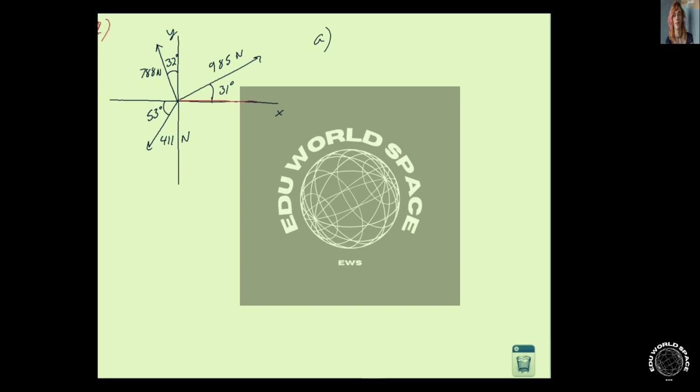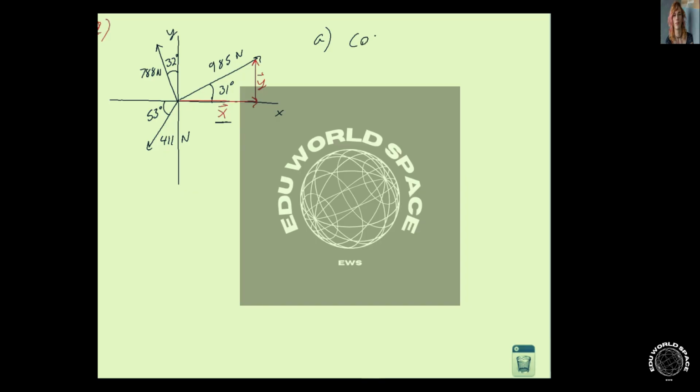The x component points straight along the x-axis like that, and the y component we can draw in right here going straight up. So here is x, here is y. We have made a right triangle, so we can use sine, cosine, tangent, trig functions. I am, let's say, looking for the x component here. The x component is the side adjacent to the 31-degree angle, and the hypotenuse is the force, 985 newtons. So we can find the x component using the cosine, because it's adjacent and hypotenuse.